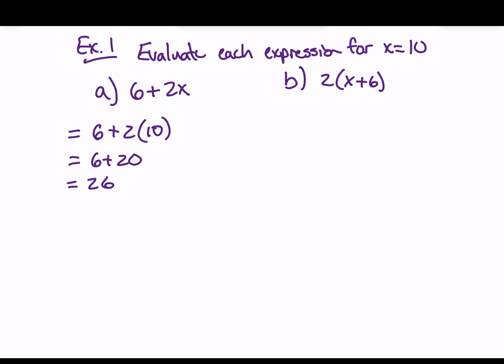In part B, we can plug in the 10 for x. We do have parentheses here. We can do that addition first. So 10 plus 6 is 16. So 2 times, in parentheses, 16. And 2 times 16 gives us 32. Okay, so that is how we'd find the answer in part B. It's how we would evaluate that expression when x is equal to 10.